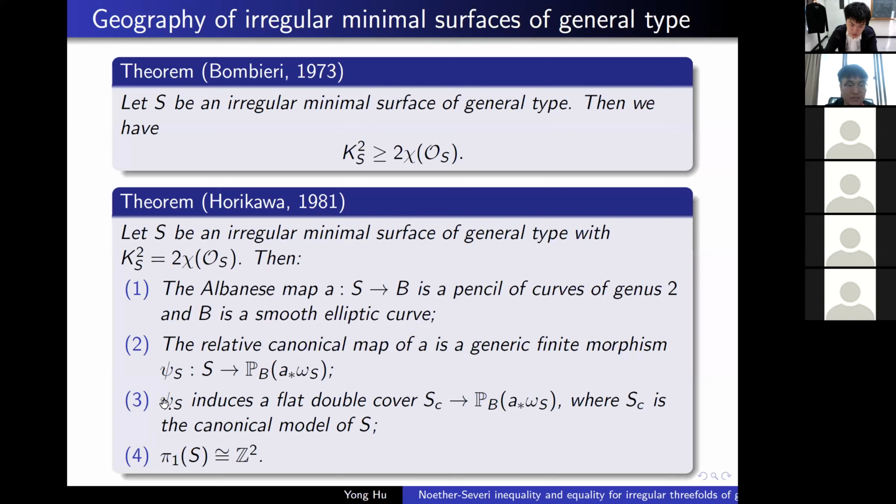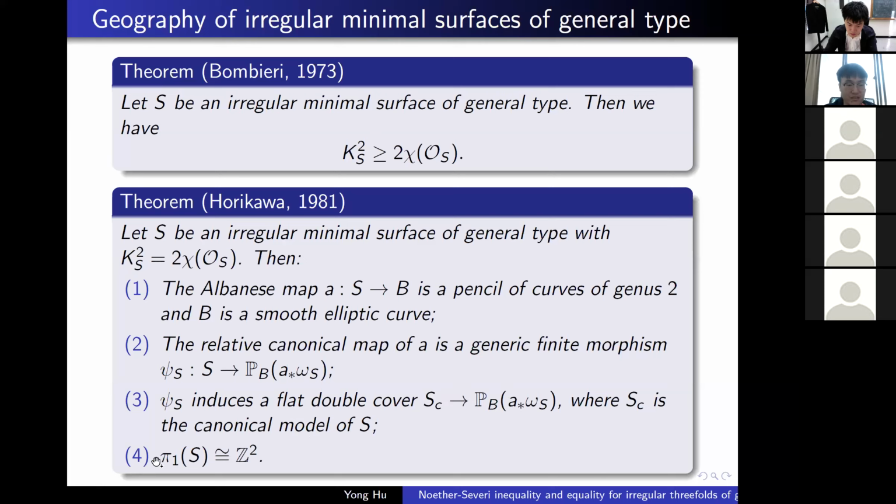And moreover, the third statement is that this generic finite morphism psi S factors through the canonical model of S, and it induces a flat double cover from the canonical model of S to this P1. This one is the P1 bundle of the elliptic curve. So in fact, this is a flat double cover. This means that this map is flat and the degree is 2.